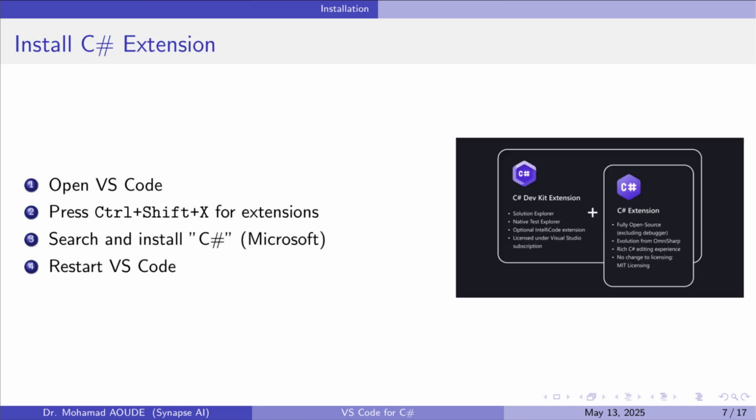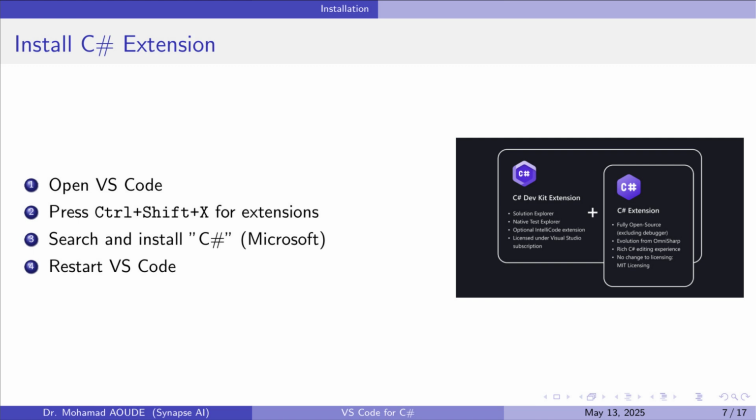Now that we have VS Code and the .NET SDK, we need to tell VS Code how to understand and work specifically with C#. We do this by installing an extension. Step 3. Install C# extension. Open VS Code, press Ctrl+Shift+X or CMD+Shift+X on Mac OS to open the extensions view.